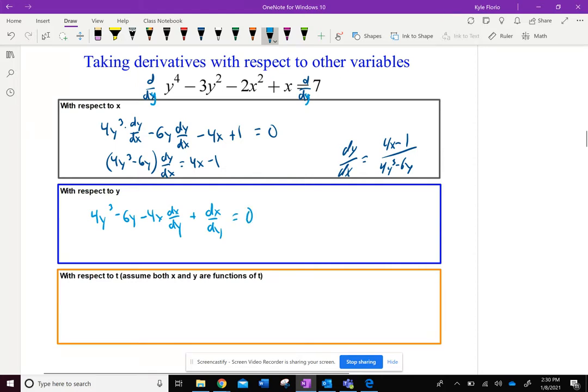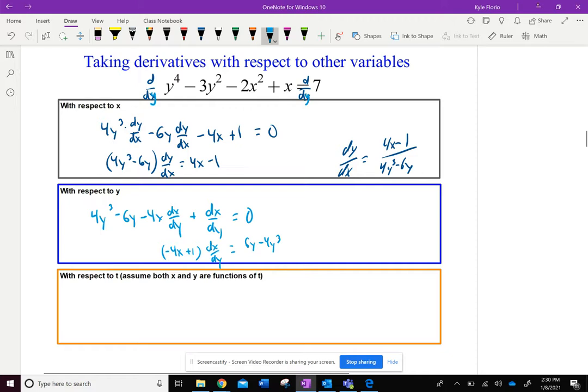And then we would do the same stuff. Factor the dx/dy out of these last two pieces, so I'd have negative 4x plus 1 times dx/dy. And then these two things I can bring to the other side. That's going to be 6y minus 4y cubed.